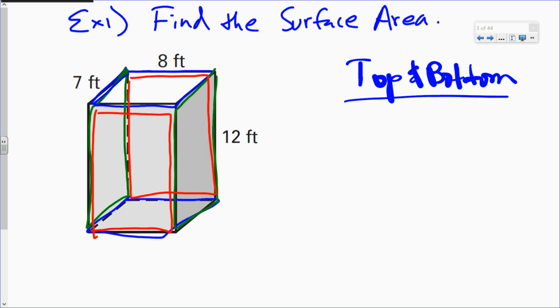Look at the top face in blue, bottom face in blue. They're the same face. So I just have to find the area of one of them and multiply by 2. The area of a rectangle is length times width. Write that down with me.